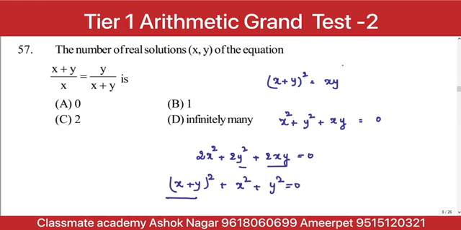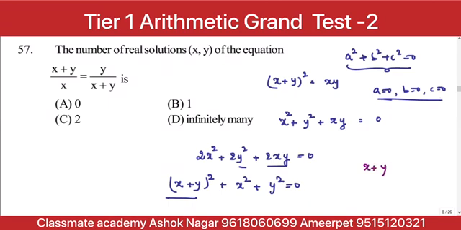We know if anything in the form of a square plus b square plus c square is equal to 0, then what do we know? a is equal to 0, b is equal to 0, c is equal to 0. Each and every value becomes 0. So here it is giving you that x plus y should be equal to 0, y is also 0, x is also 0. But this is not possible.